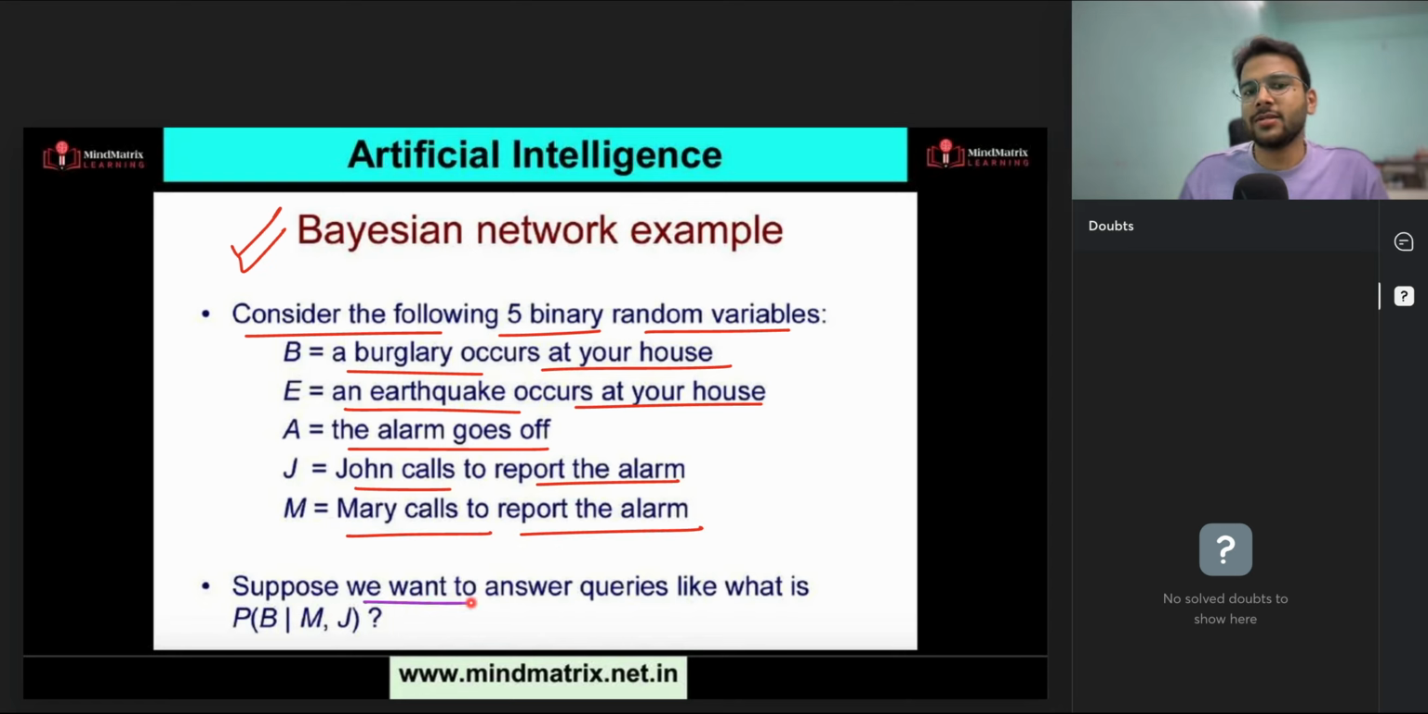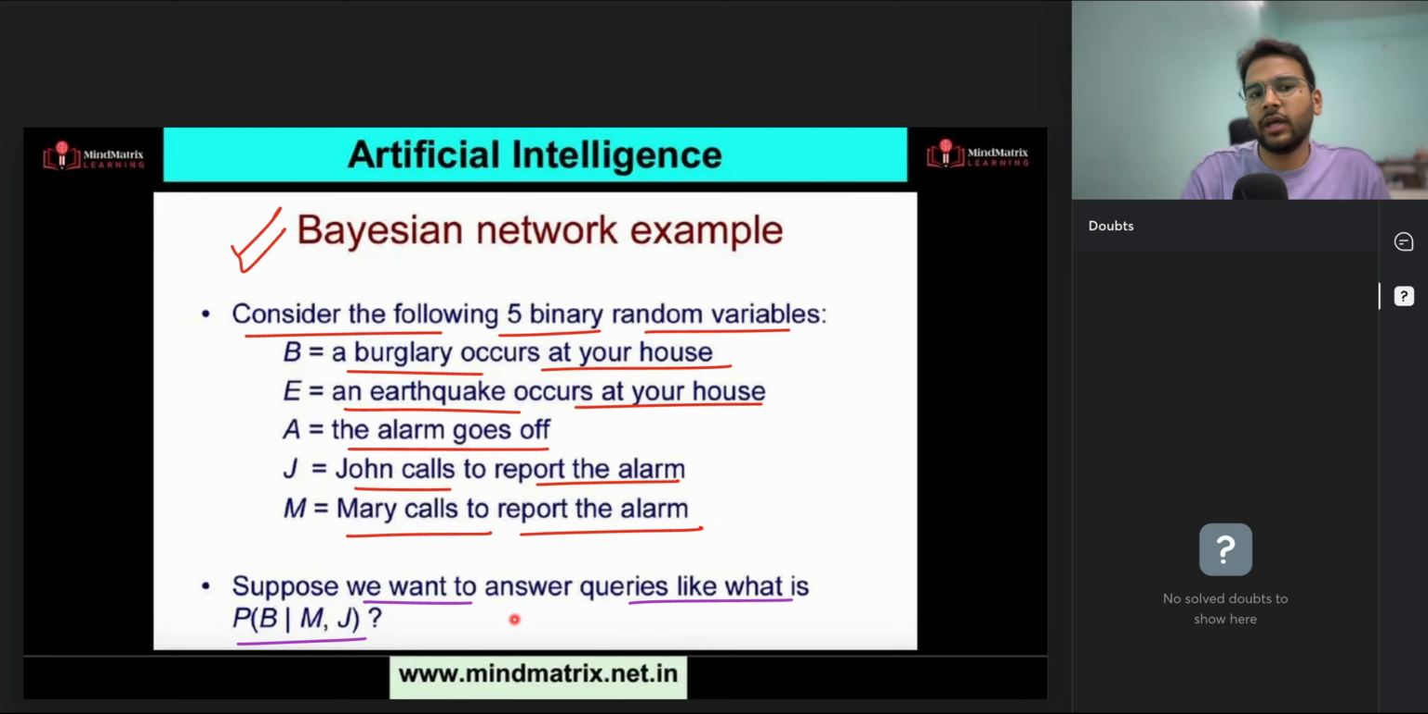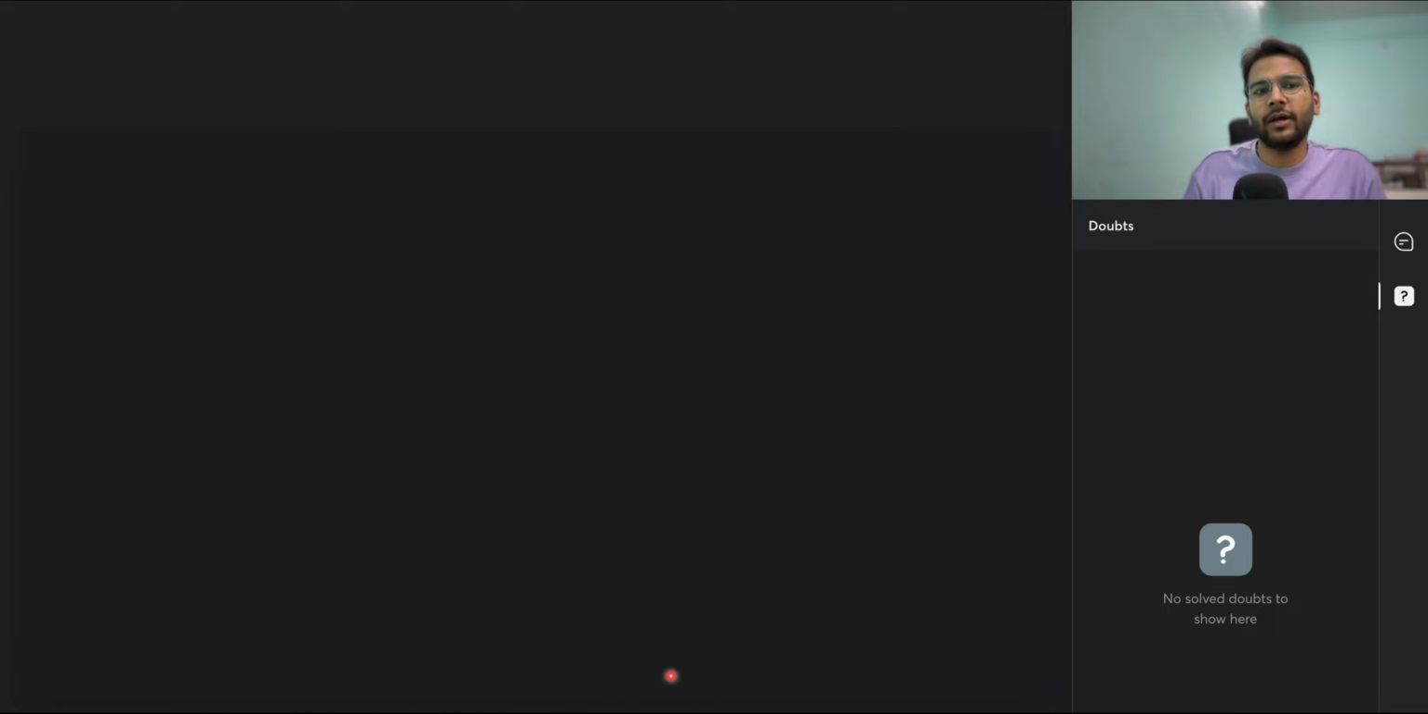Now suppose we want to answer queries like this: probability of B given M comma J. That means the probability of burglary has happened given that Mary has called and John has called to report the alarm. Suppose this is what we want to find out. And this is the Bayesian network given to you. So what will you do if this is what you want to find out?